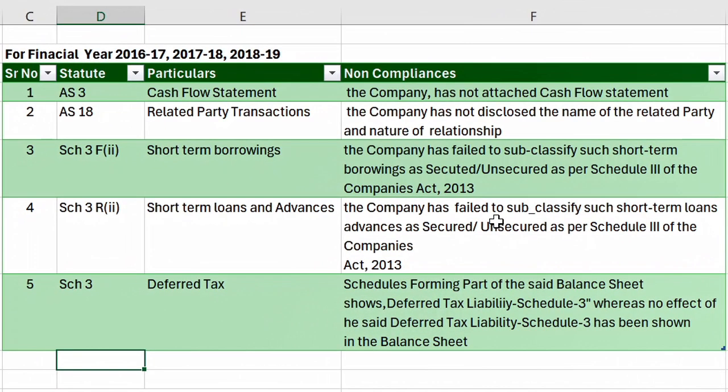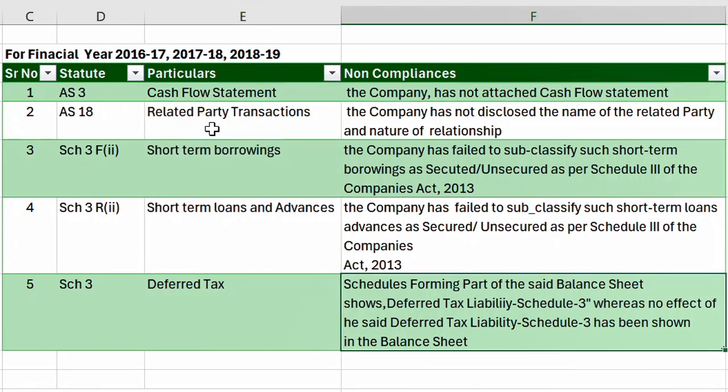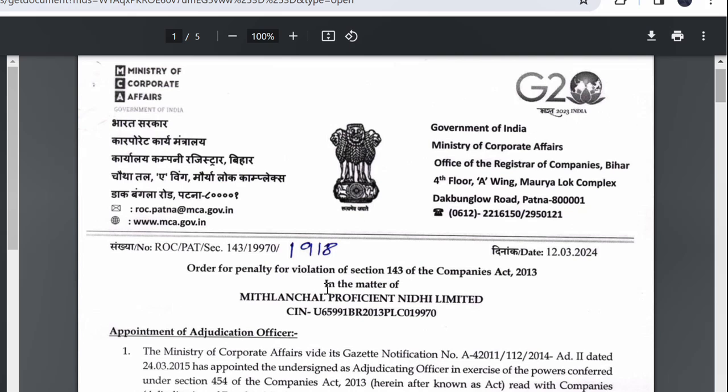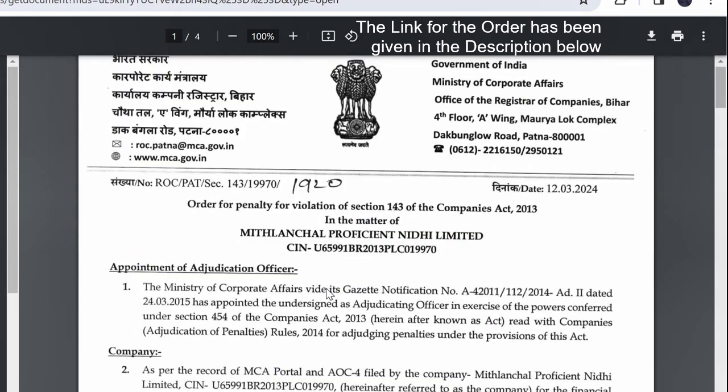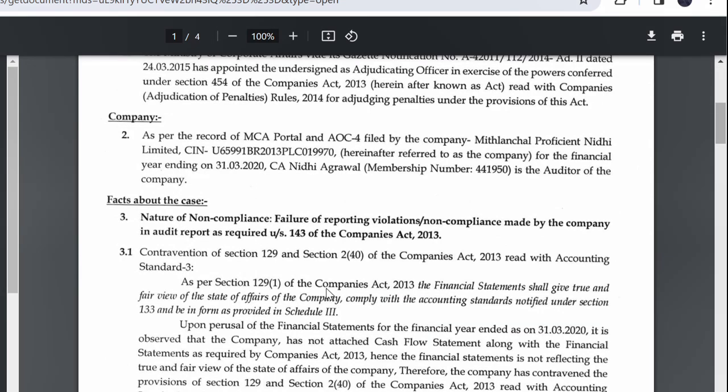Now let us summarize this. For financial years 2016-17, 17-18 and 18-19, the company was non-compliant with respect to these 5 non-disclosures. With respect to this company, there are actually 2 orders that the ROC has given. The first order is with respect to financial years 2016-17 to 18-19. Then there is another order with respect to financial year 19-20.